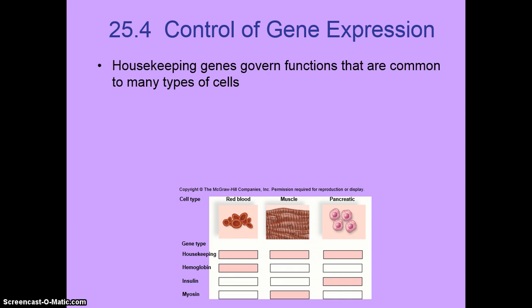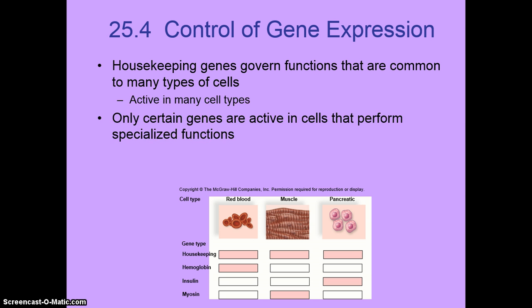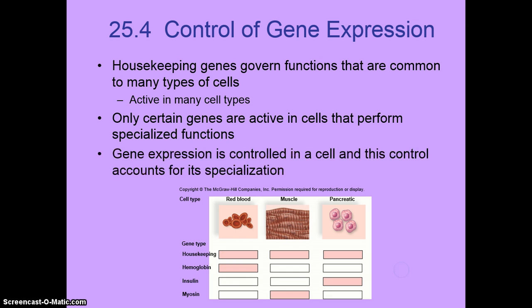Now, generally, all cells have what we call housekeeping genes. These are the genes that govern the functions that are common to lots of different types of cells. They're active in many cell types, and only certain genes are active in cells that perform specialized functions. Gene expression is controlled in a cell, and this control accounts for its specialization.